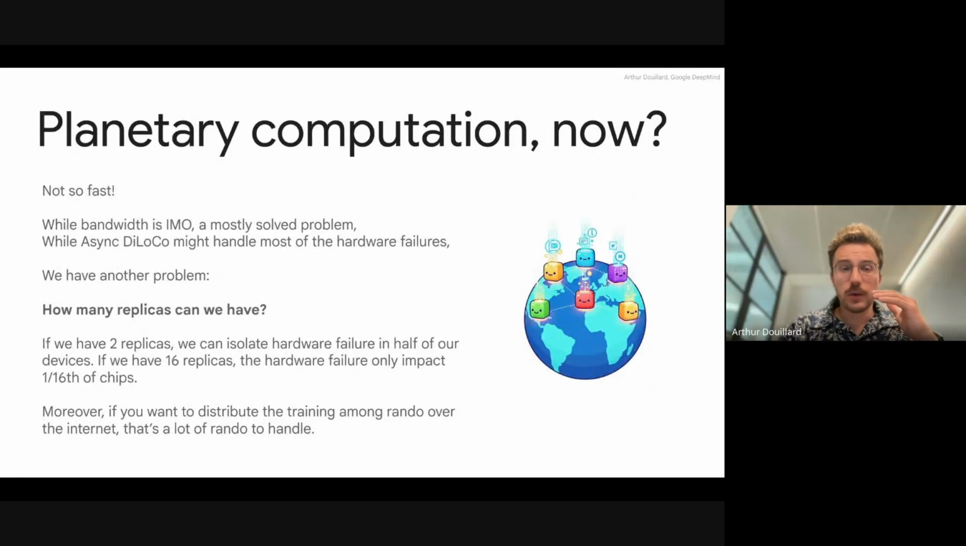So the question is, can we do planetary computation training across the world? Not really yet, because I think bandwidth, as I said, is not really a problem anymore with those methods. Async DiLoCo might handle most of the hardware failure, although someone will need to publish or show that it can work at a very large scale, which is always a risk, of course.